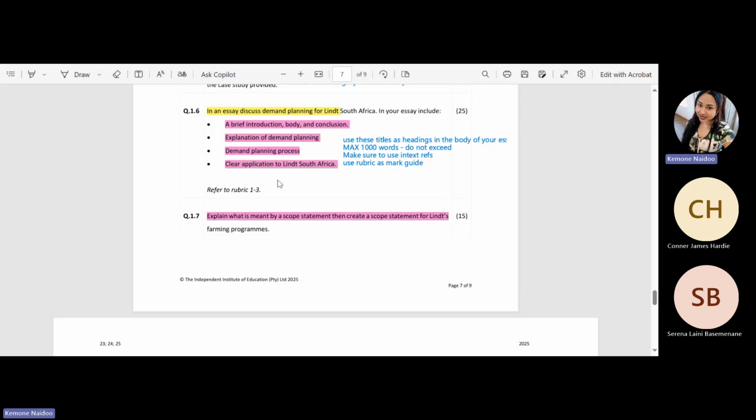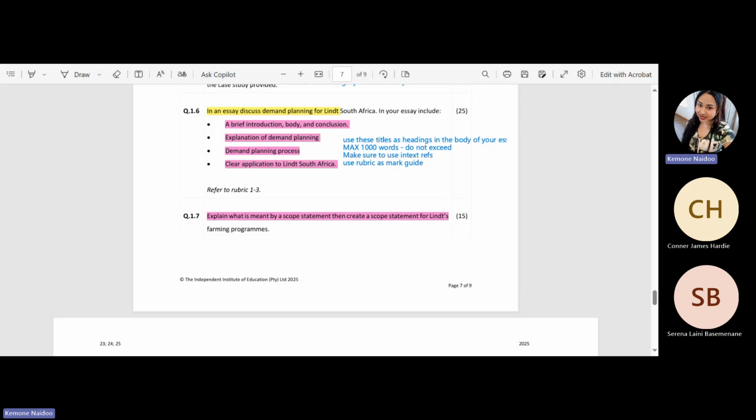Some people like to say, but what if it was my idea, or what if I remember the definition of demand planning from high school or something? But it still came from somewhere. So you still have to in-text reference.